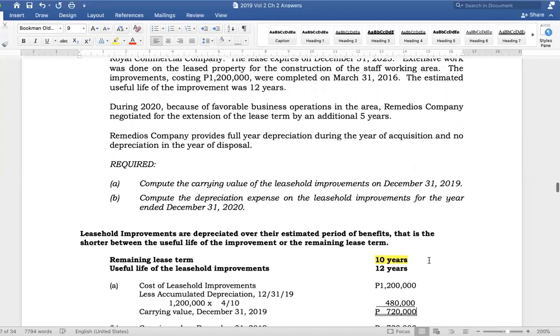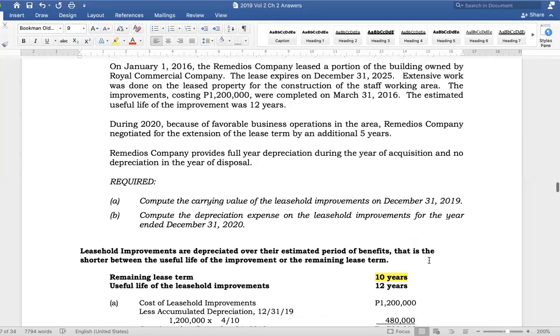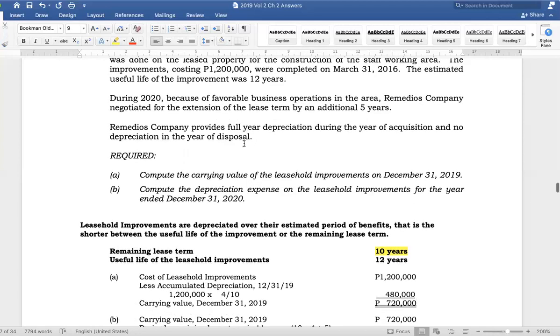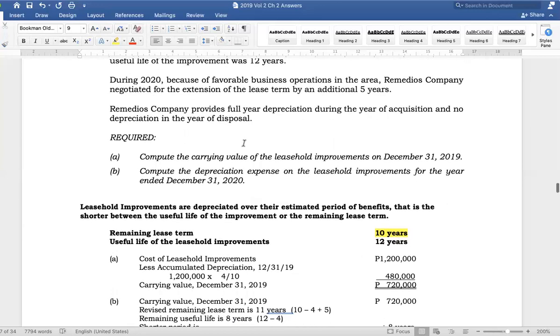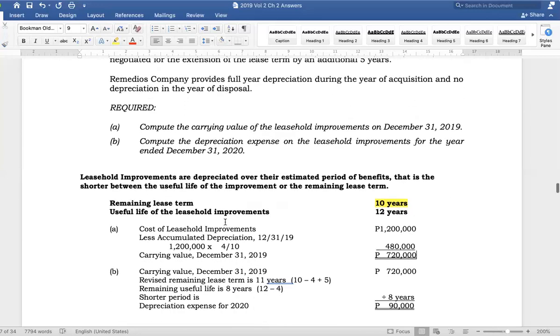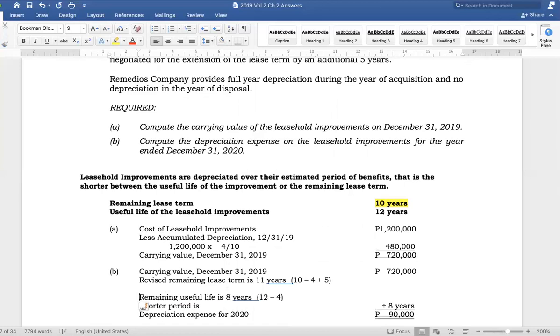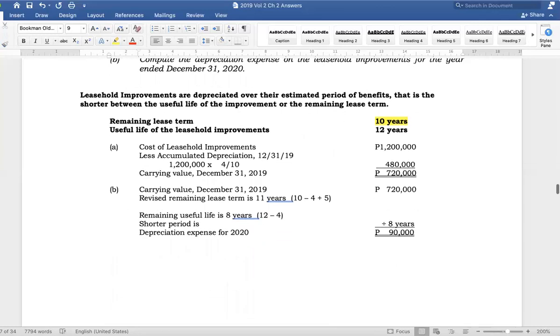Letter B, compute the depreciation expense on the leasehold improvements for the year ended December 31, 2020. During 2020, Remedios Company negotiated for the extension of the lease term by an additional 5 years. So we need to assess what is shorter between the remaining useful life. The extension of the lease term will not change the remaining useful life of the asset. What will change is the remaining lease term. Okay, so we compare.